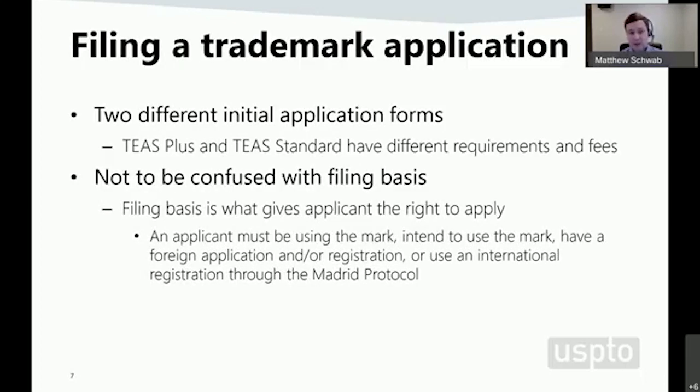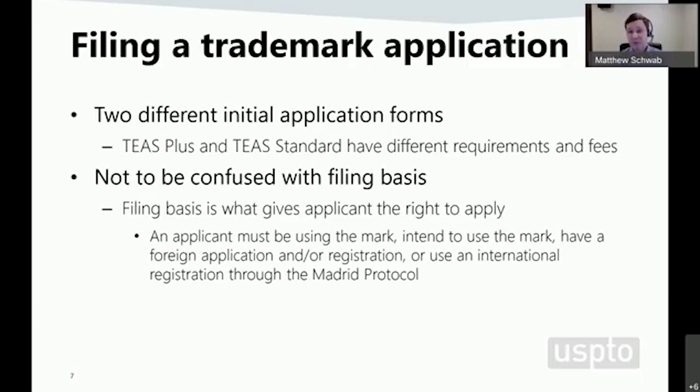So when you file, there are 2 different initial application forms. And these are TEAS Plus and TEAS Standard. So they have different requirements and fees. TEAS Plus is $225 currently. TEAS Standard is $275 currently. These prices are, of course, always reevaluated. They go both up and down, surprisingly. But these are the current prices for these applications. And this is on a per class basis. We'll talk a little later about what that means.